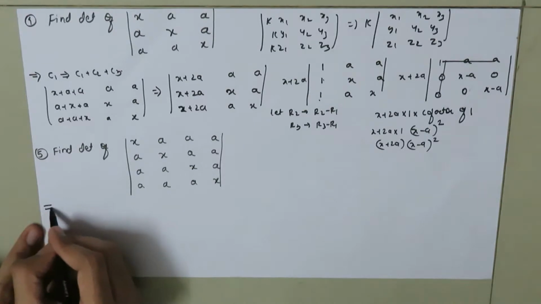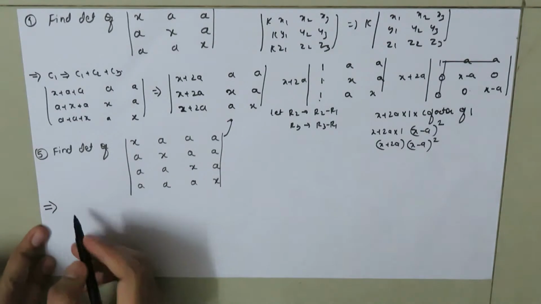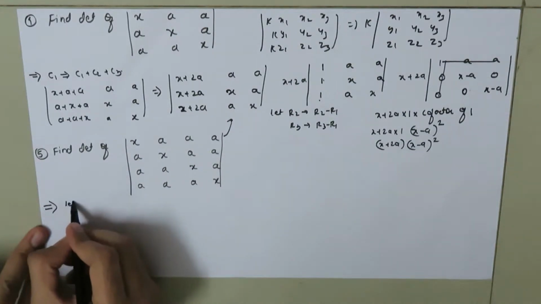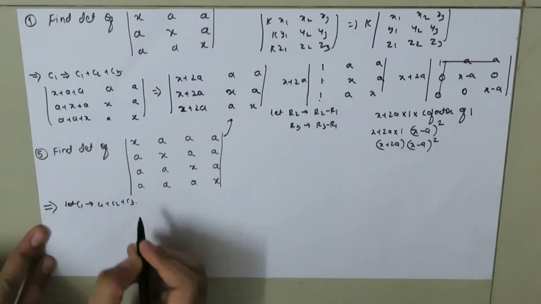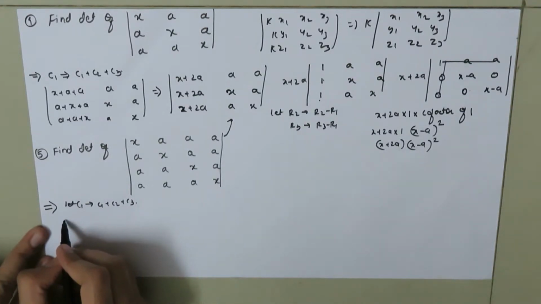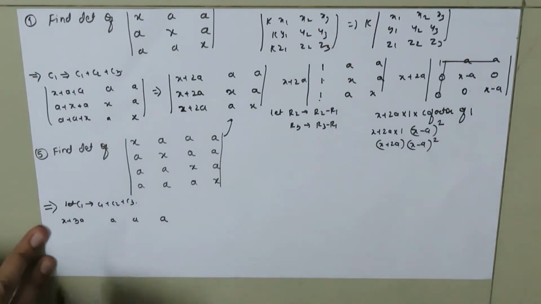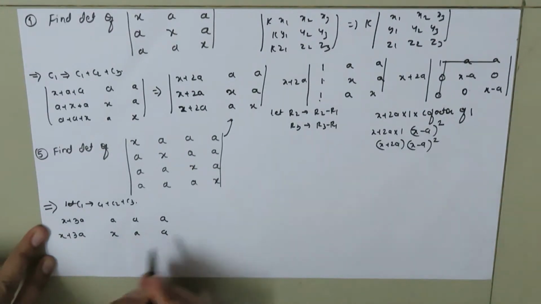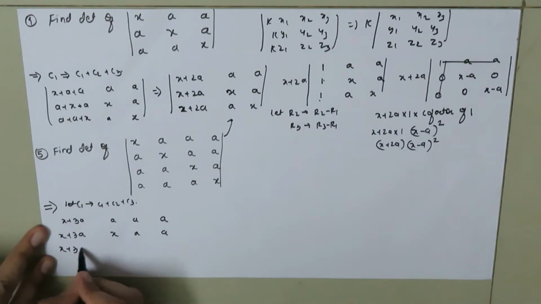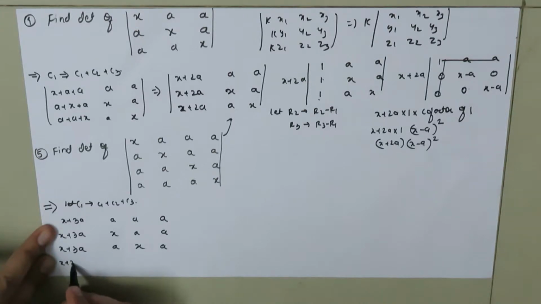And here we have another example, very similar to the example we solved previously. Here we let C1 be such that C1 plus C2 plus C3 gives x plus 3a in every row. So we get x plus 3a, a, a; x plus 3a, x, a; x plus 3a, a, x.